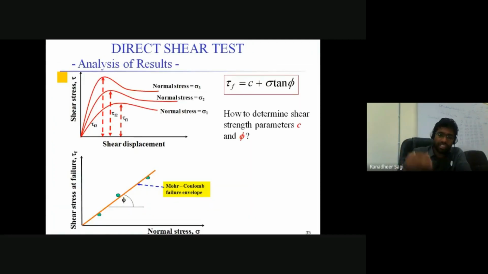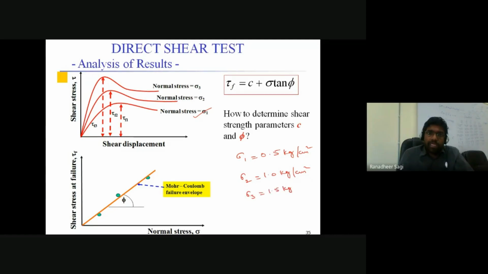Now, once we have the test result for one soil sample on which you have applied some normal stress, let's say sigma 1, on sample 1, I am talking about once again 3 identical samples only. Soil property is the same, but on sample 1 I am applying some normal load, which corresponds to a normal stress sigma 1, in case 2 some normal stress sigma 2, and in case 3 some other normal stress sigma 3. Typically in the lab, sigma 1 is 0.5 kg per centimeter square, sigma 2 is 1 kg per centimeter square, and sigma 3 is 1.5 kg per centimeter square.